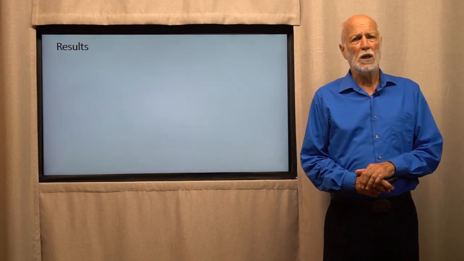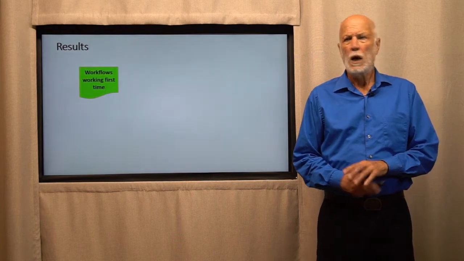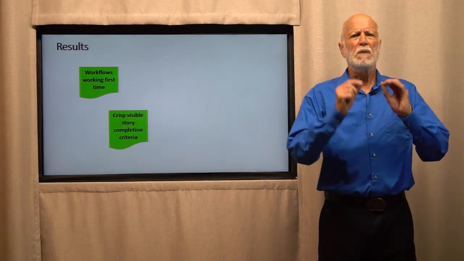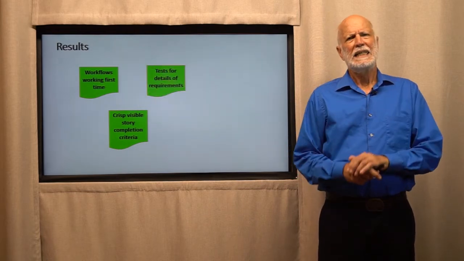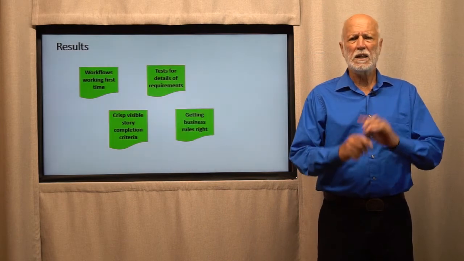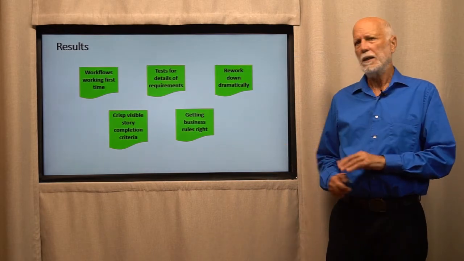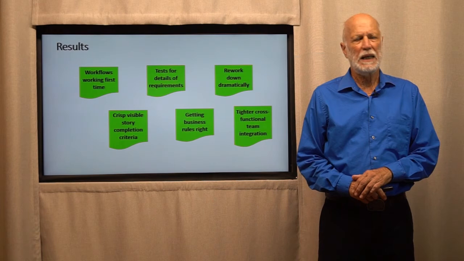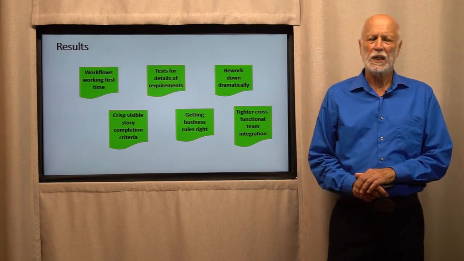So here are some results that corporations I've taught at have reported. Workflows are working the first time. Crisp, visible story completion criteria. The tests for the details of the requirements. Getting the business rule right. Rework down dramatically. And tighter cross-functional team integration. Those are from larger organizations.